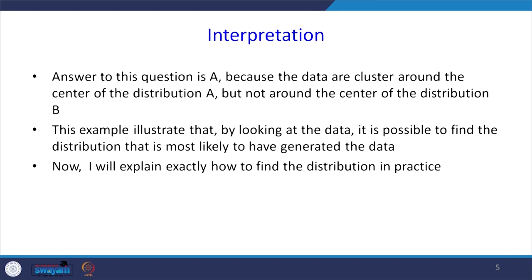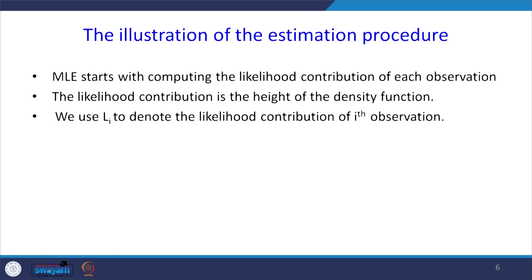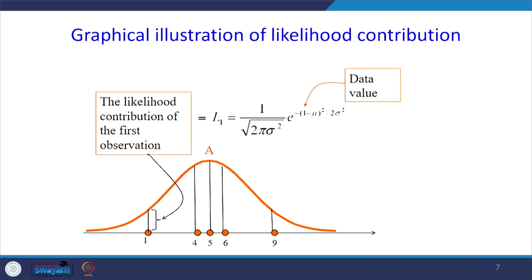Now, I will explain exactly how to find the distribution in practice. Maximum likelihood estimation starts with computing the likelihood contribution of each observation. The likelihood contribution is the height of the density function. I will show you in the next slide. We use Li to denote the likelihood contribution of the ith observation. Look at this picture. Observation 1 contributes this much height. The likelihood contribution of the second observation is this much. Similarly for the third, fourth and fifth.